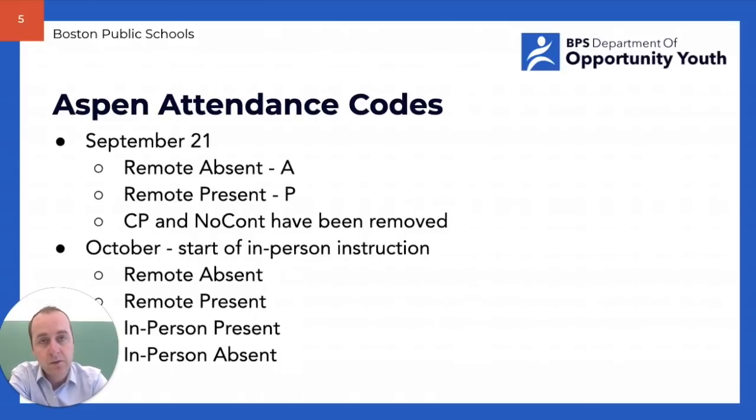Now, the reason we're doing 4 codes and not just using the student schedule, the A or the B, is there may be circumstances where a student is expected to be in person present, but instead they are not able to come into the building and they log in remotely. That's why we're leaving it up to the teachers to determine if a student was absent or present from instruction, both remote or in person. So that's it, absent and present to start. And then once we start with in-person instruction in October, then we'll have remote absent, remote present, and in-person absent, in-person present.